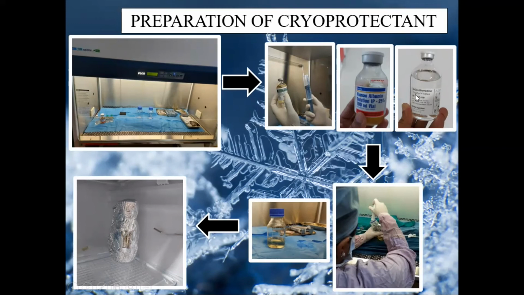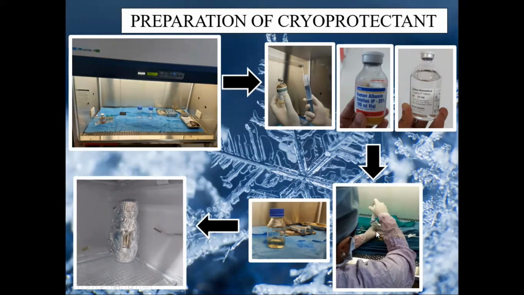DMSO also we keep in the refrigerator, but if you keep it for a long time, it will start crystallizing. To avoid that, we keep the DMSO in the fridge only 5 minutes prior to use, to prevent crystallization. Then, one by one, we add these things into a Duran glass bottle, where you add each cryoprotectant. The first step is adding the pentastarch.